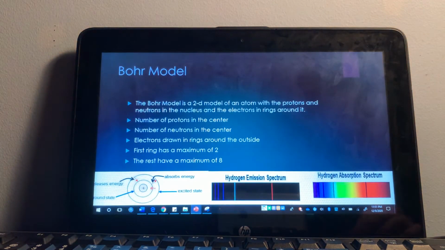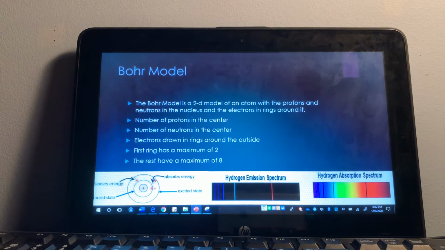Now, the Bohr model. It's a 2D model of an atom with the protons and neutrons in the middle, and the electrons in the ring around it. And like I said, you have the neutrons and protons written in the middle, and the electrons drawn in the outer ring. The first ring has a maximum of 2 electrons, and the rest of them have a maximum of 8. Now, he came to this conclusion using previous data and research.